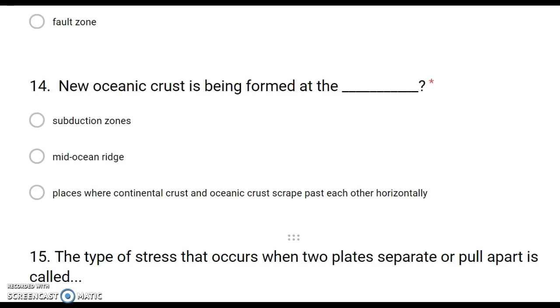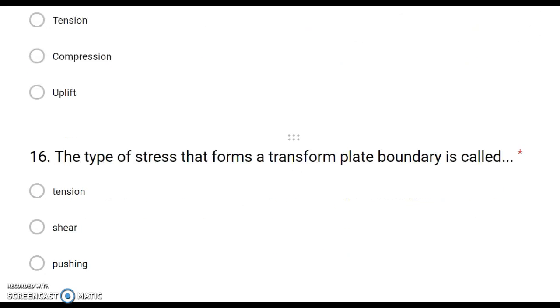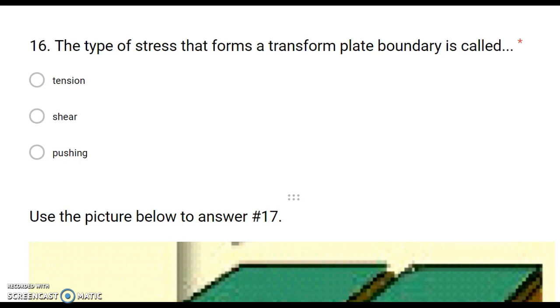14. New oceanic crust is being formed at the subduction zones, mid-ocean ridge, places where continental crust and oceanic crust scrape past each other horizontally. 15. The type of stress that occurs when two plates separate or pull apart is called tension, compression, uplift. 16. The type of stress that forms a transform plate boundary is called tension, shear, pushing.